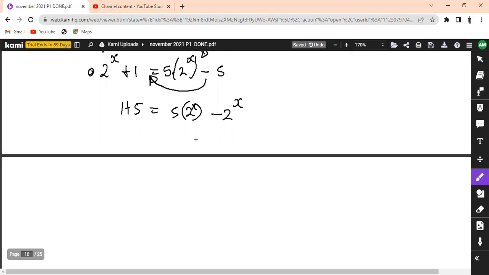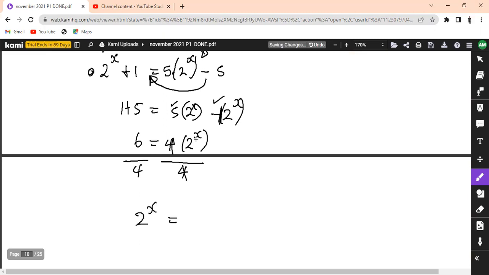So 1 plus 5, that's going to give us 6. Here we are subtracting. This is to the exponent of x, the same as there is a 1 here. So it's 5 minus 1, which is 4. So we're going to have 4 into 2 to the exponent of x. Okay, so we can divide by 4 here. That means 2 to the exponent of x is going to give us 6 over 4. Okay, and 6 over 4 is the same as 3 over 2.